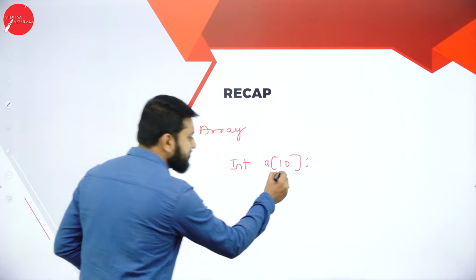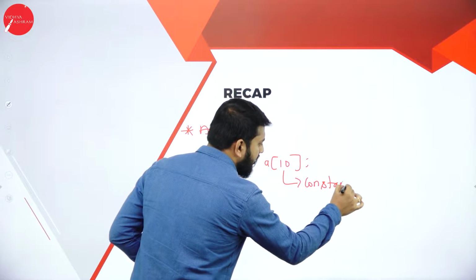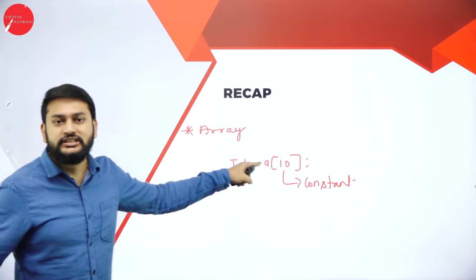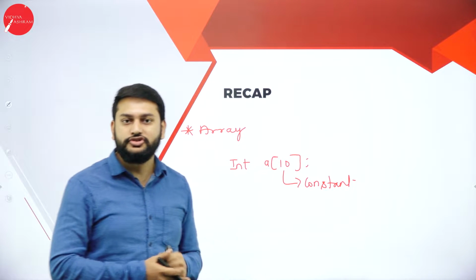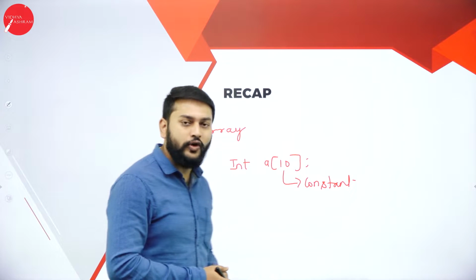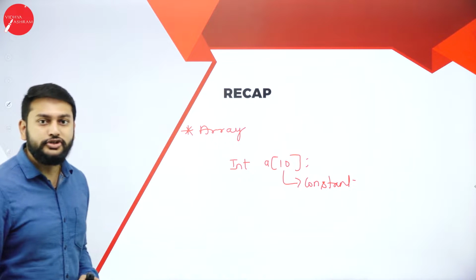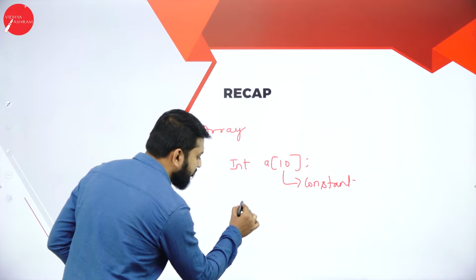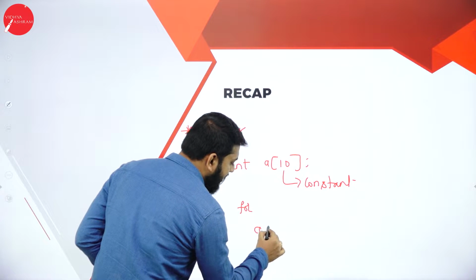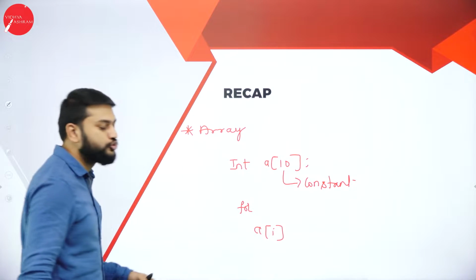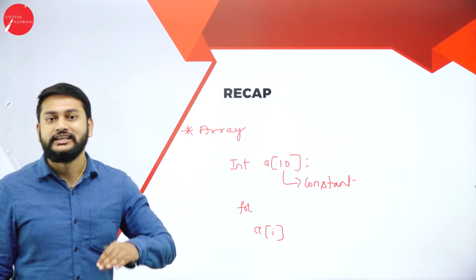This size should be constant. Whatever number you use should be an integer and it should be constant. You cannot change it again and again. That is one more important point that you should remember. And the next point: you should use the for loop to access each and every element that you have inside the array.